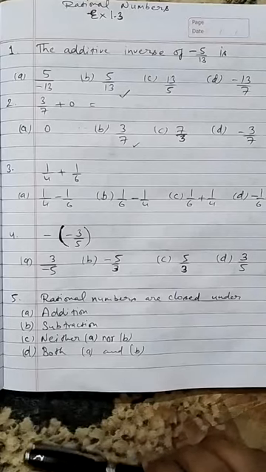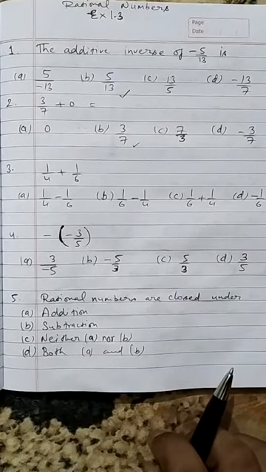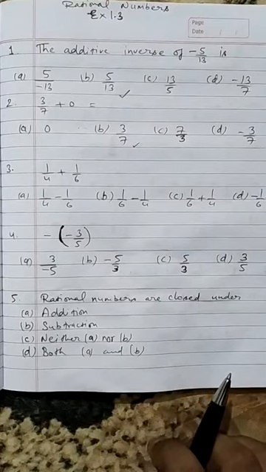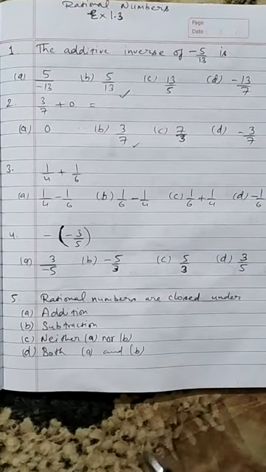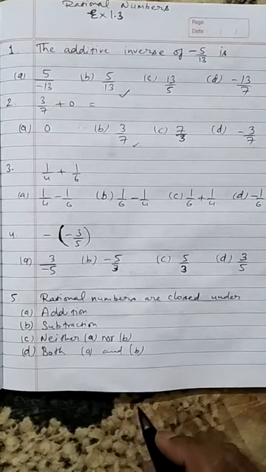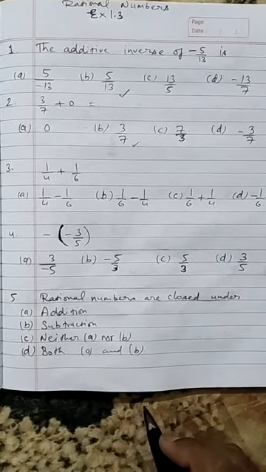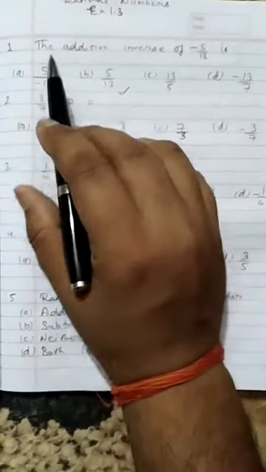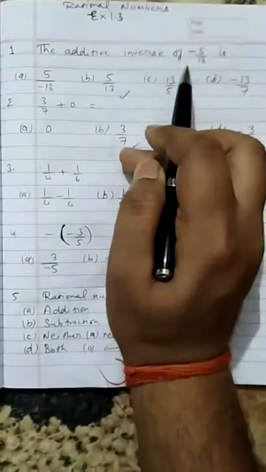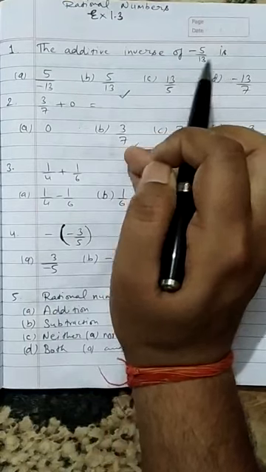Students, today we are going to begin the next exercise, exercise 1.3 of our first chapter, rational numbers. Most of the questions in the beginning are MCQs, multiple choice questions. So the first question is, the additive inverse of minus 5 upon 13 is.